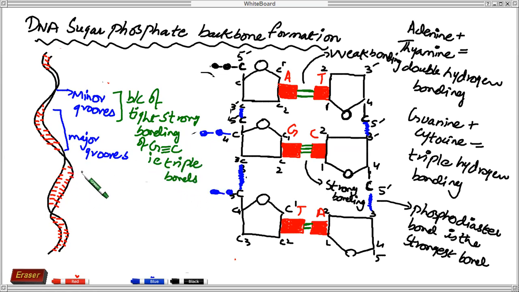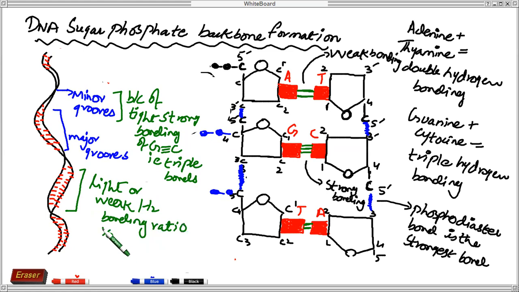Bonds. Whereas as far as the major grooves are concerned, here the hydrogen bonding ratio is weak or light. It is high, that is, adenine and thymine bonded. So the grooves become loosely packed, or somehow less tightly packed.